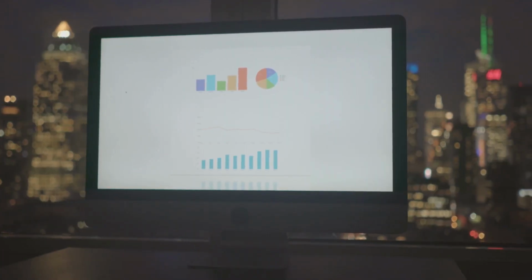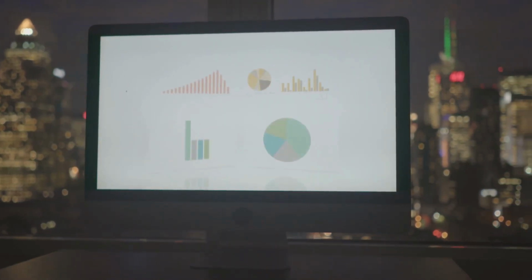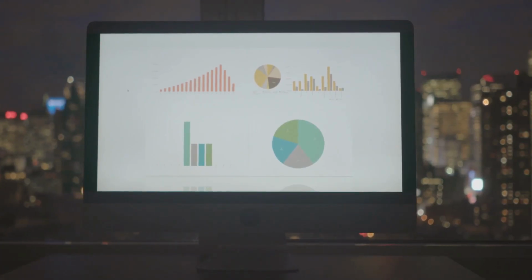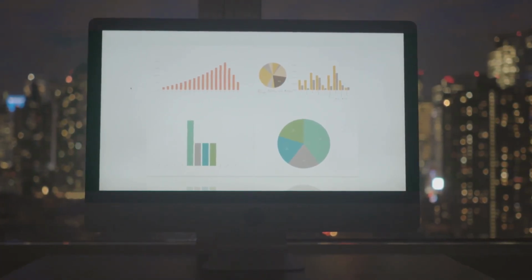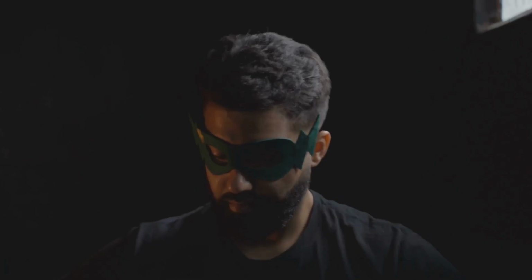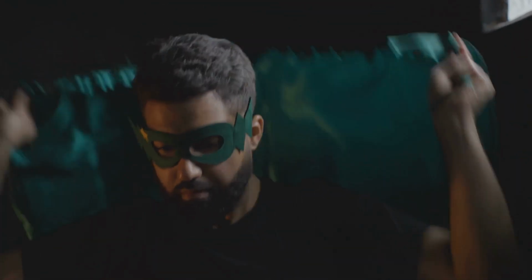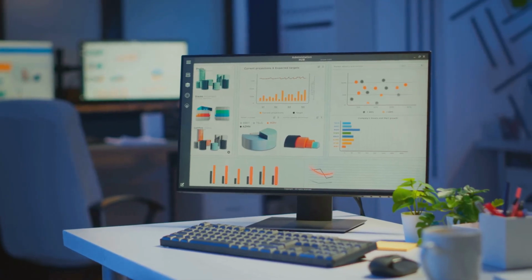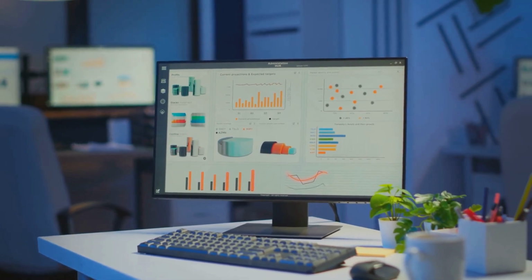That's where control charts come in. They provide a visual representation of your process data over time, allowing you to quickly identify trends, patterns, and deviations from the norm. Think of a control chart as your data superhero, swooping in to save the day. It's like an early warning system, spotting problems before they get out of hand and helping you maintain optimal performance.